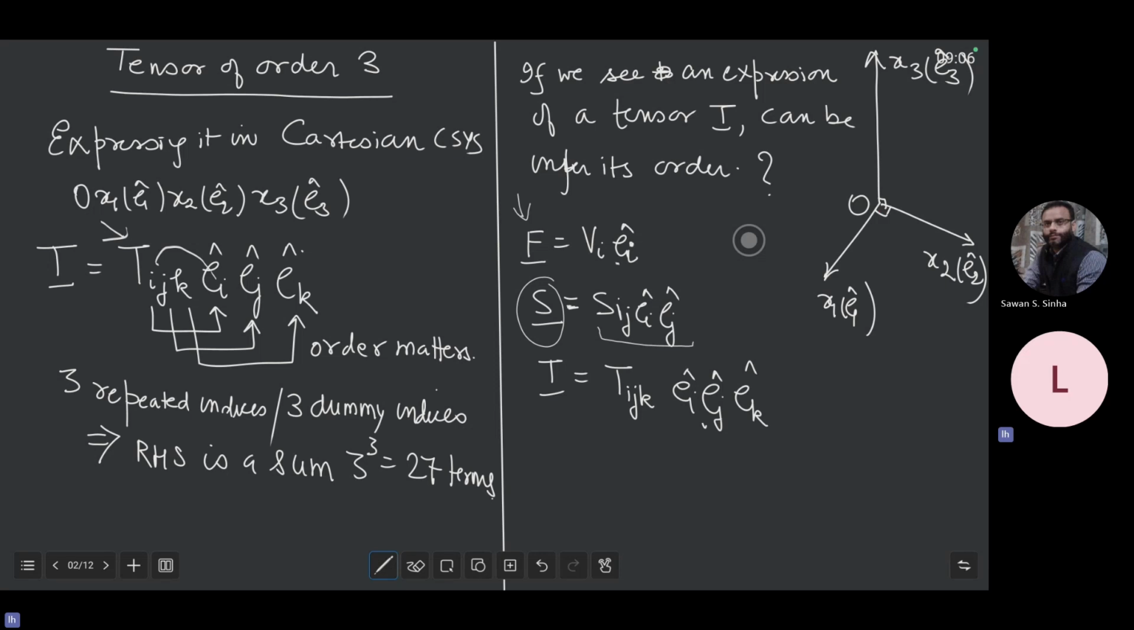So how many unit vectors are here? That decides the order of the tensor. Standing next to each other. Okay.